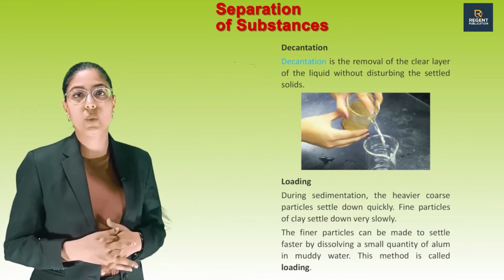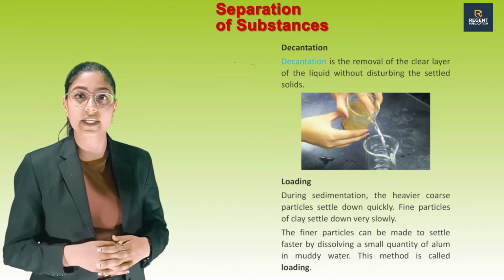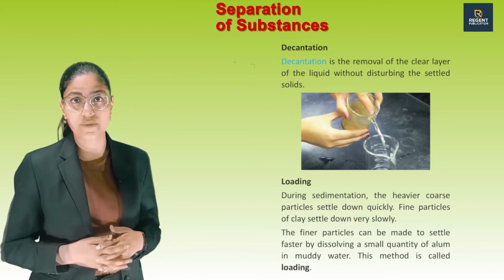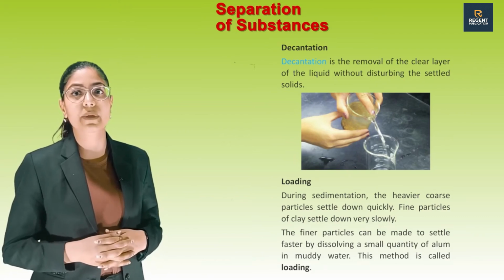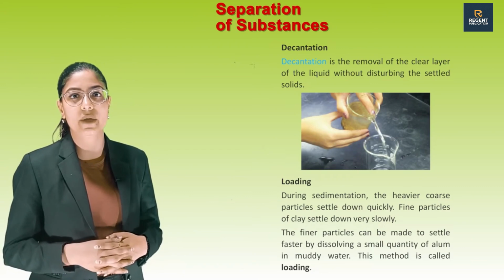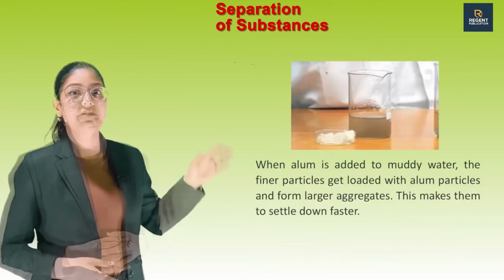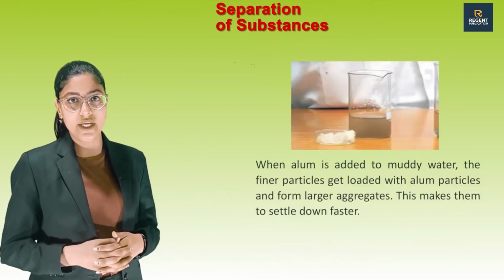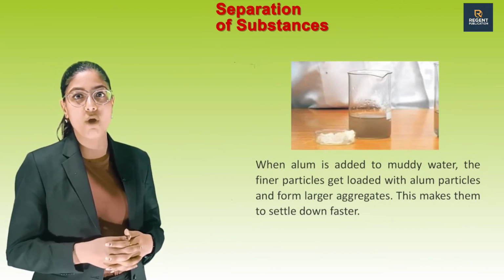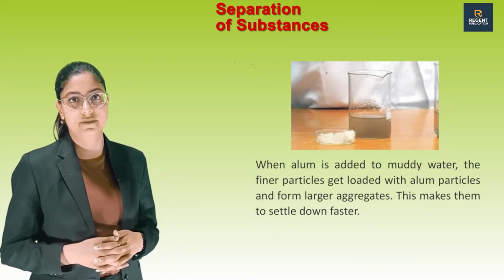Next is loading. During sedimentation, the heavier coarse particles settle down quickly. Fine particles of clay settle down very slowly. The finer particles can be made to settle faster by dissolving a small quantity of alum in muddy water. This method is called loading. When alum is added to muddy water, the finer particles get loaded with alum particles and form larger aggregates. This makes them settle down faster.